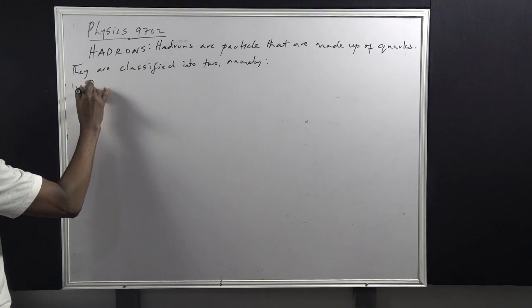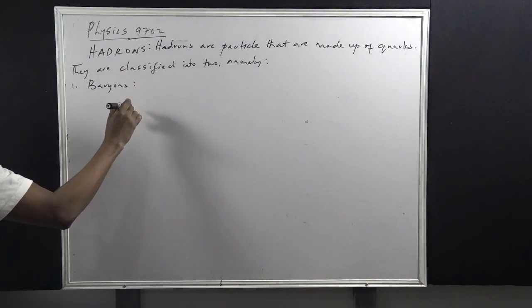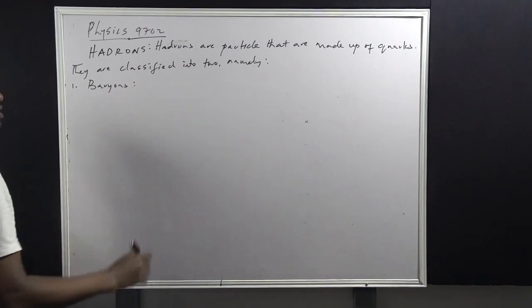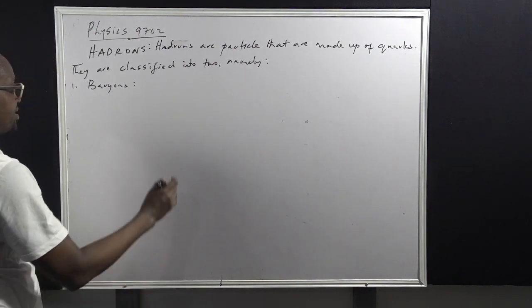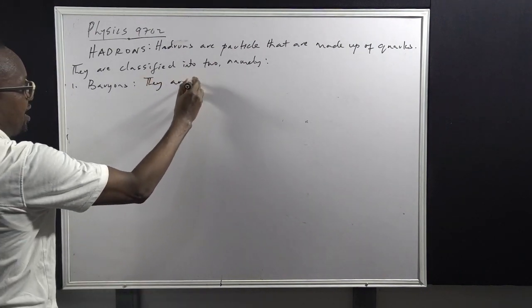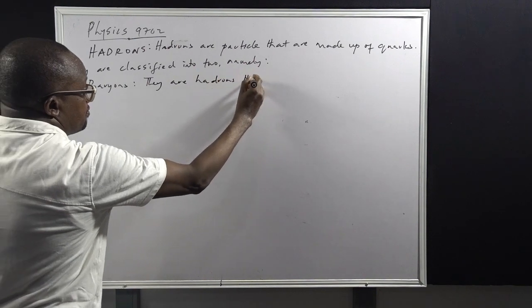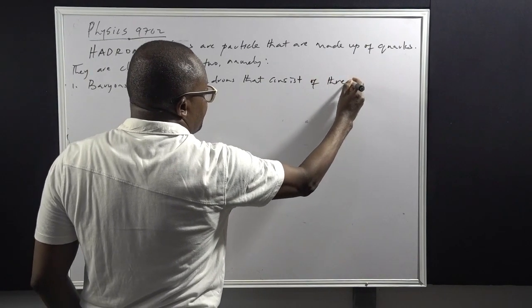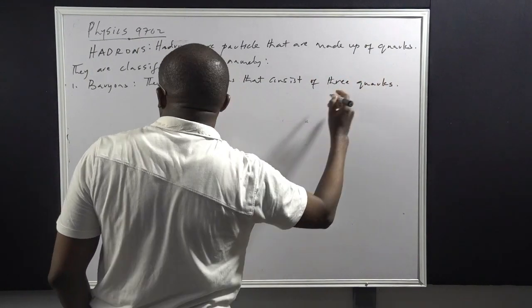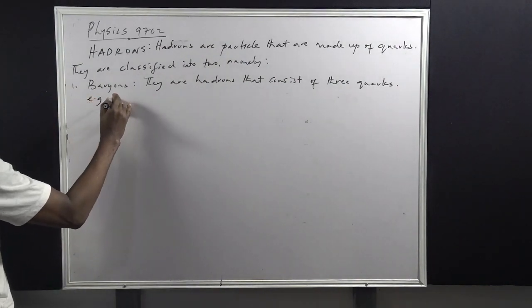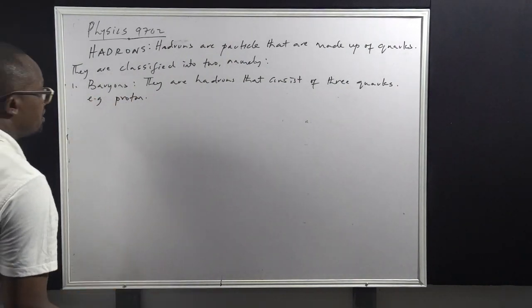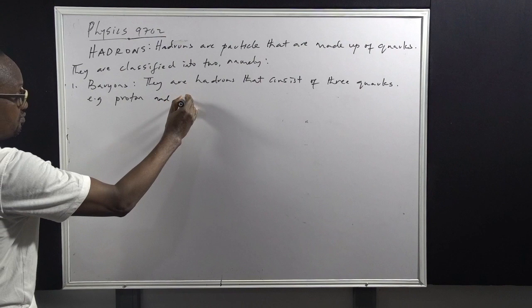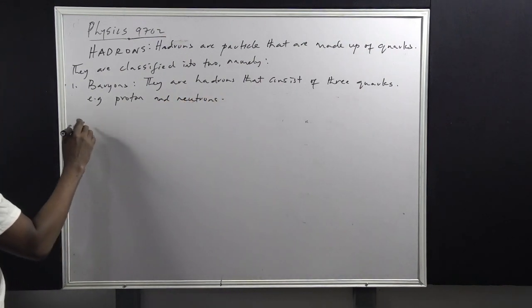One, baryons. Baryons are hadrons that consist of three quarks, e.g. protons and neutrons.